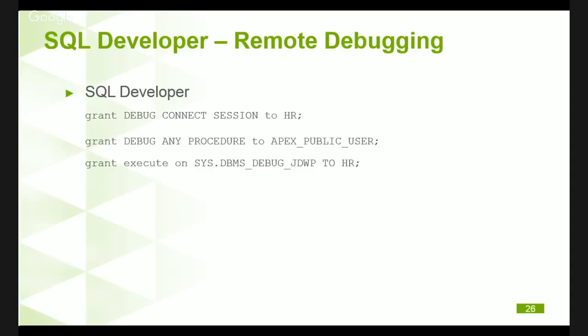On the SQL Developer side, you need to issue 3 grants. In this case, my schema is HR schema. So it's grant debug connect session to HR. Then you need to grant debug any procedure to the Apex public user, and then grant execute on this package right here, DBMS_DEBUG_JDWP, which is what we use to start the listener and to stop the connection between the 2 sessions. And that needs to be granted execute to your user schema.